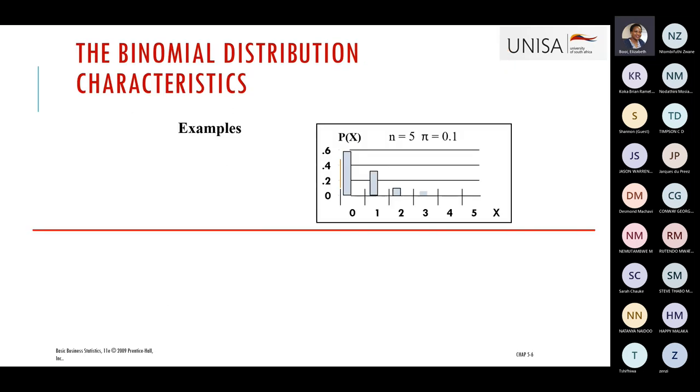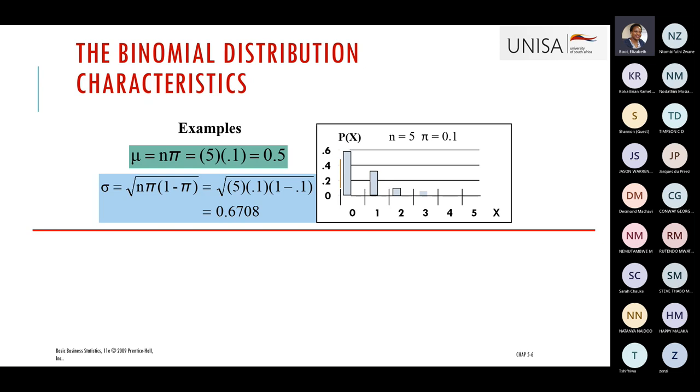How do we then do this? How do we calculate the mean? So if I'm given that the data follows a binomial distribution, and I'm told that the n is 5 and my probability of success is 0.1, what is my expected value? My expected value will be n times pi, where pi is 0.1 and n is 5, so it's 5 times 0.1, which will give me 0.5. To calculate the standard deviation, I'll take the square root of the variance, which is the square root of n times pi times 1 minus pi. So it will be the square root of 5 times 0.1 times 1 minus 0.1, and that will give me 0.708.